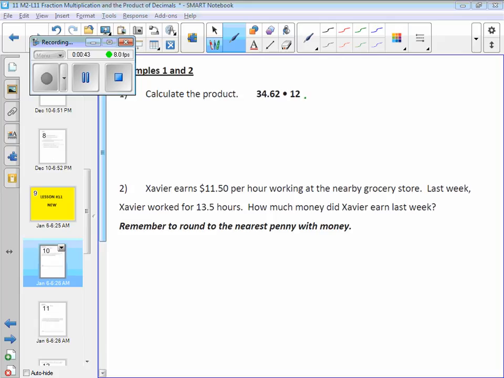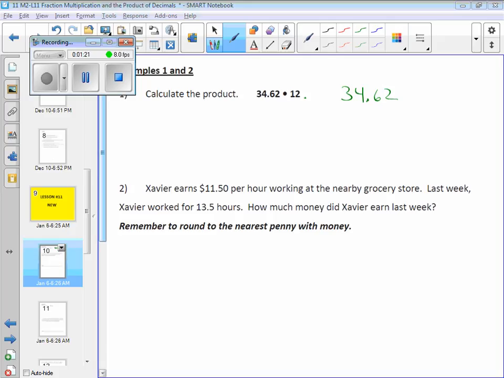Okay, now out of these two numbers, which one do you put on top? Because that does make a difference also. Jen. Right, how do you know it's 34.62? Right, the number that has the most amount of digits goes on top. So when we set it up, it's 34.62 times 12, but do I line up the decimals?